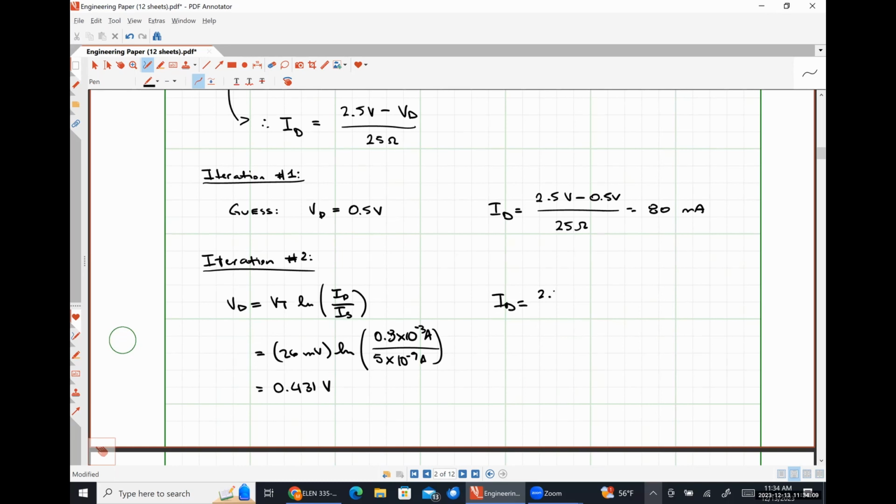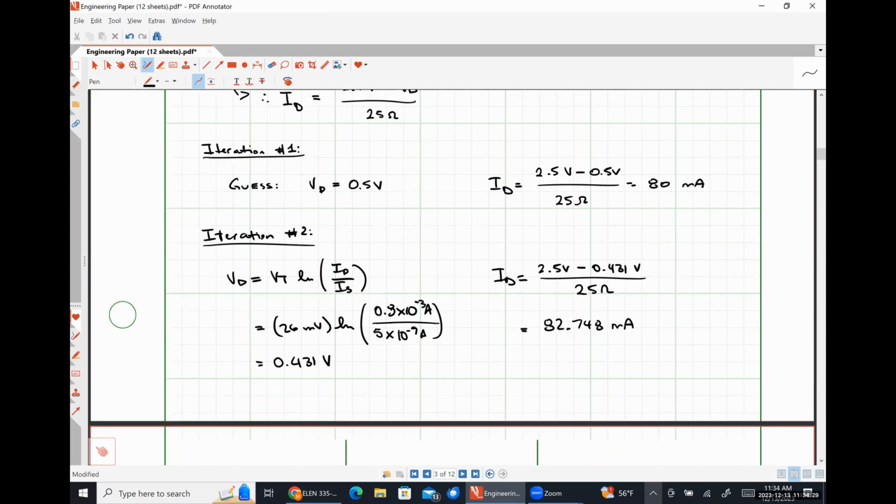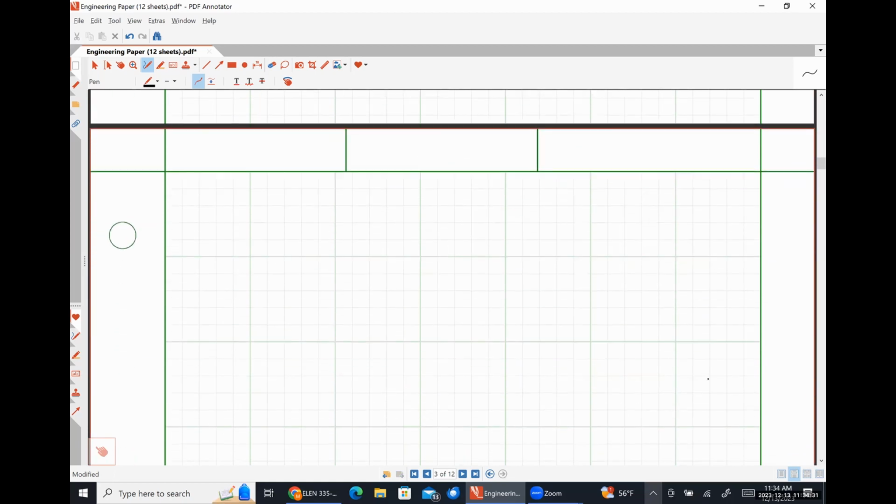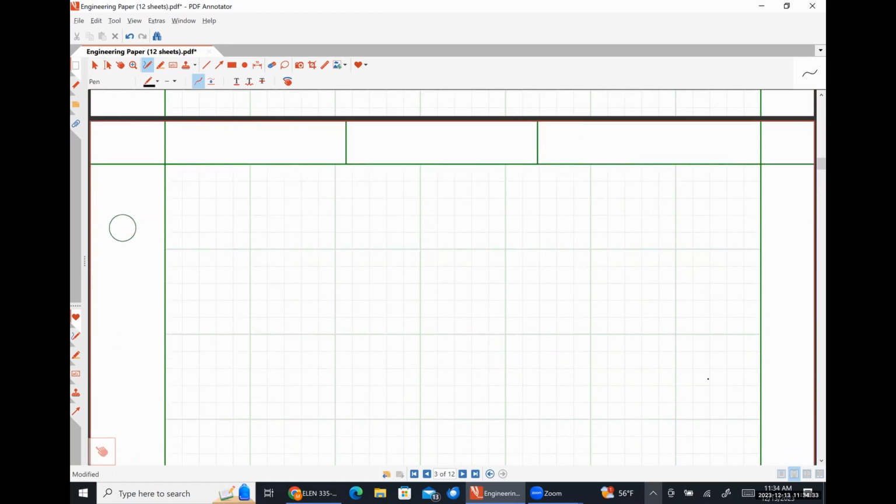ID is now going to be 2.5 volts minus 0.431 volts divided by 25 ohms. And this comes out to be 82.748 milliamps. So we're not too terrible. And then we'll just repeat this process until effectively the numbers don't change or we're okay with the tolerance. Hannah, yes.